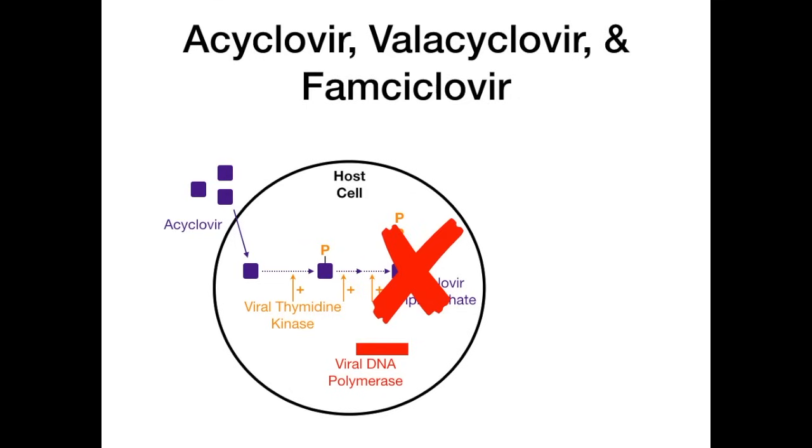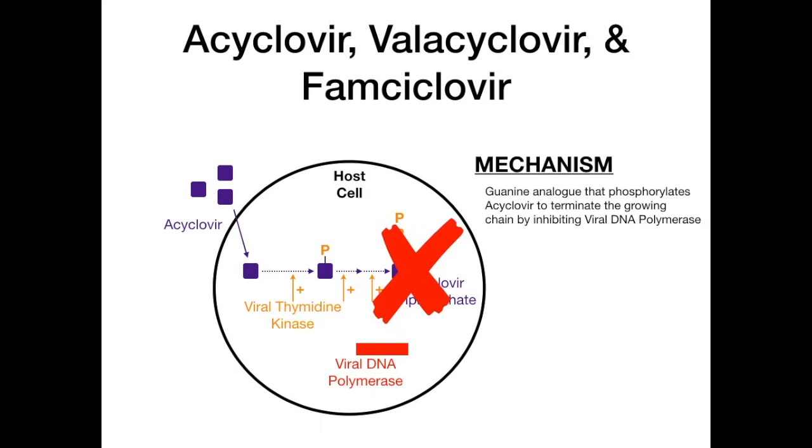So I've shown viral DNA polymerase here in red, and because you've got a substance with three phosphate groups and a very long tail, you cannot incorporate it into the growing chain. So if I was going to summarize for you what the mechanism of Acyclovir, Valacyclovir, and Famciclovir are, I would say that these are guanine analogs that phosphorylate to terminate the growing chain by inhibiting viral DNA polymerase. So that's how these drugs work.